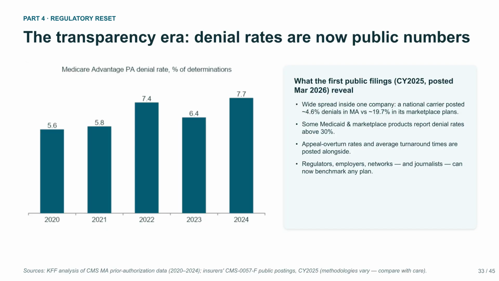Transparency is now a public metric. Since early 2026, plans must post their approval, denial, and overturn rates. These filings reveal wide variations. Some carriers show single-digit denial rates for Medicare Advantage, while others report over 30% for marketplace products. These numbers allow regulators, employers, and providers to benchmark performance like never before.